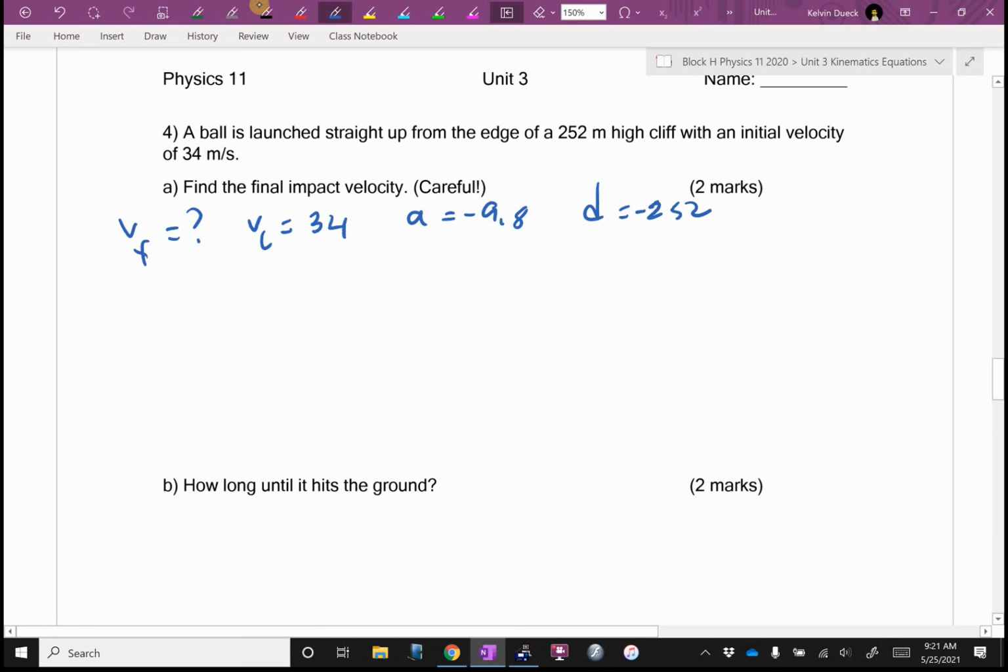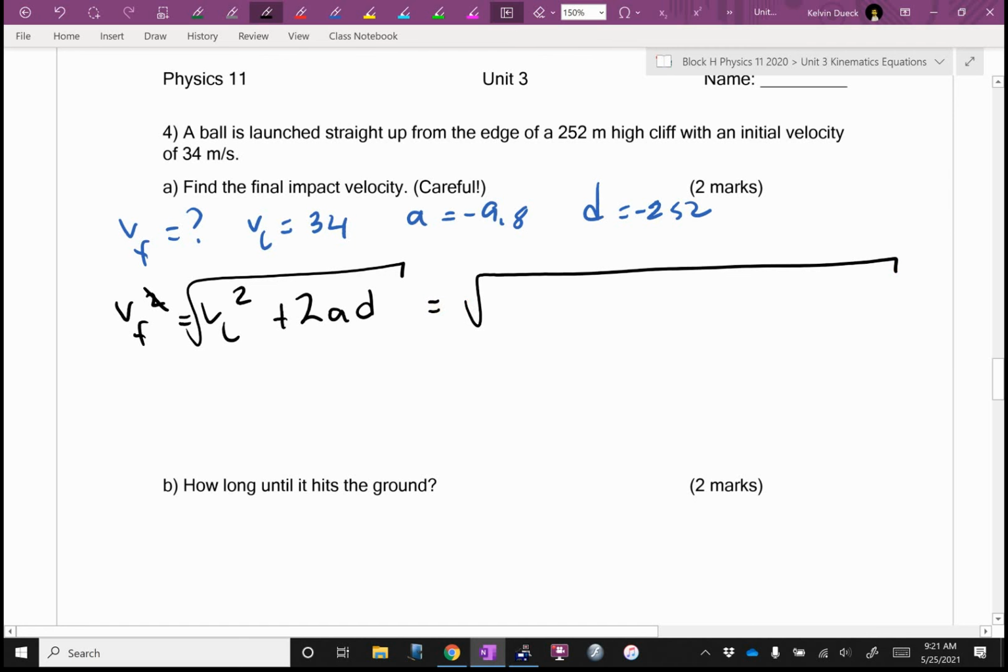So I said, okay, I'm going to use VF squared equals VI squared plus 2AD. And then to get the VF by itself, I'm going to square root. So I said it's going to be the square root of 34 squared plus 2 times negative 9.8 times negative 252.